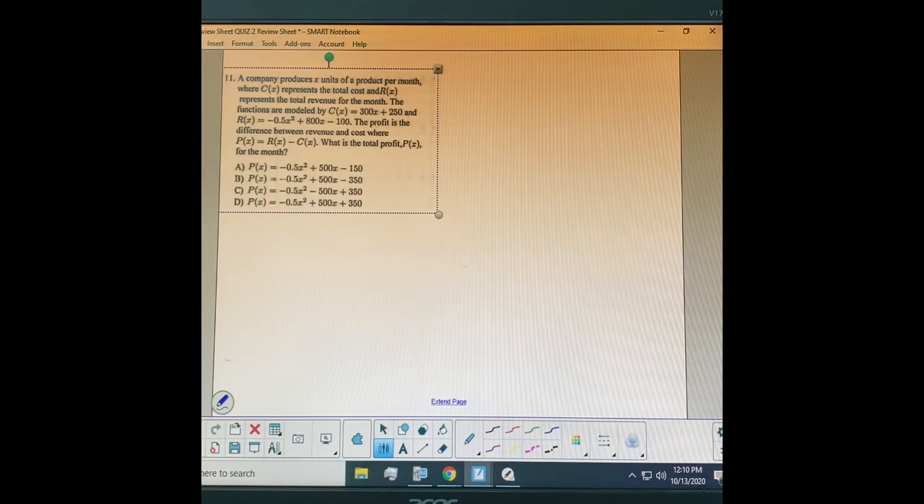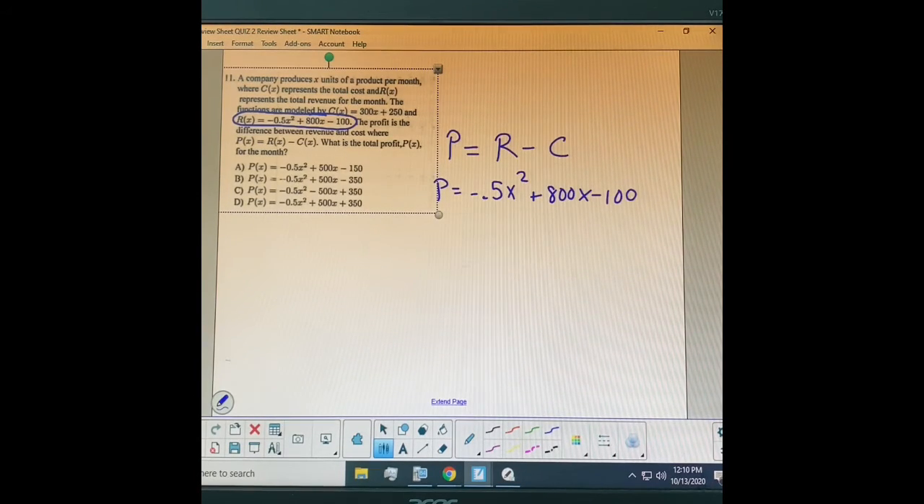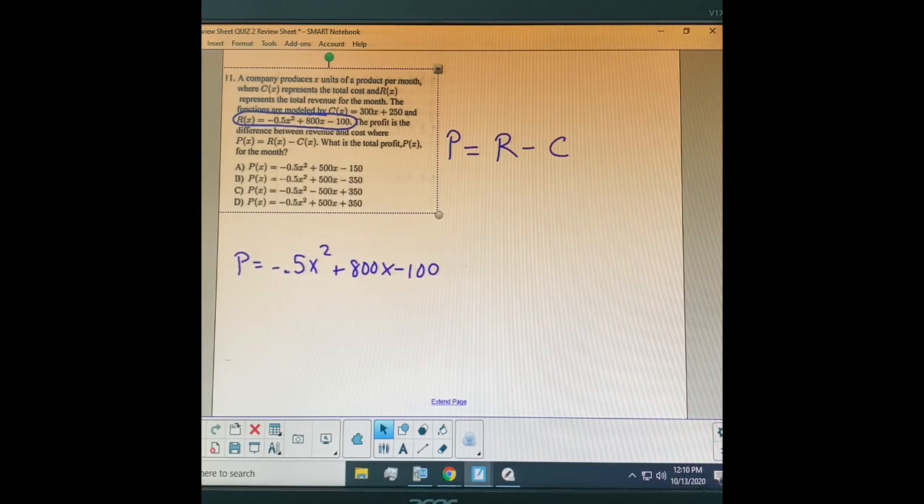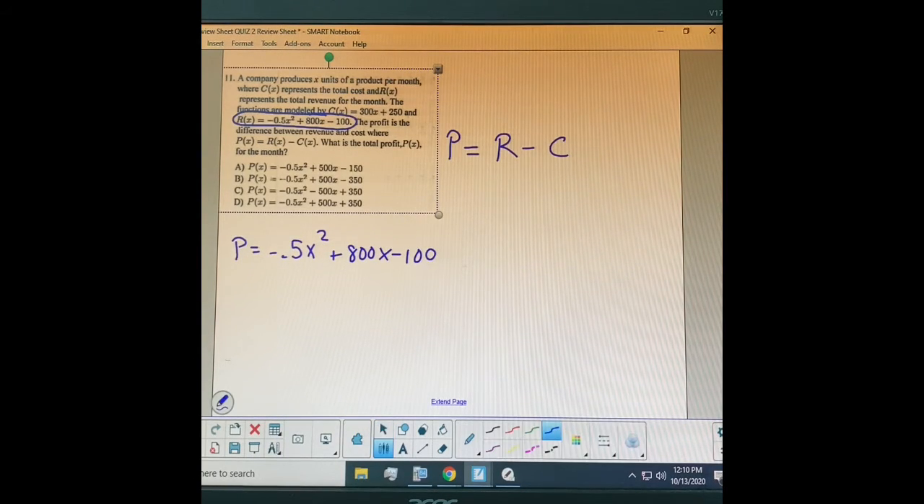Everybody thinks this question is so difficult, but you really just need to read it carefully. It wants you to find the profit, but it tells you that the profit is the revenue, take away the cost, and it gives you the revenue of negative 0.5x squared plus 800x minus 100, and it gives you the cost of 300x plus 25. So all you have to do is subtract these two polynomials, and you will get choice B once you work that out carefully.